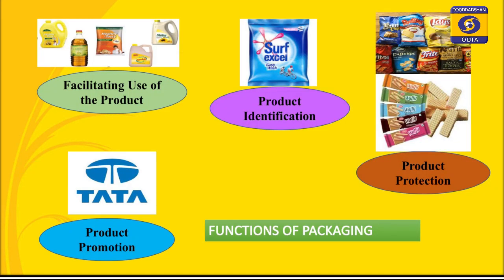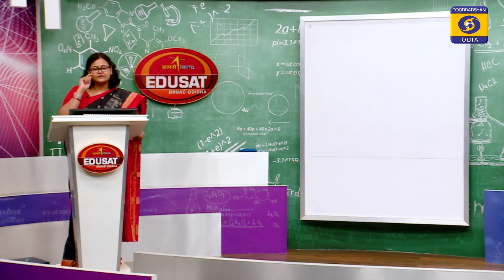Now, the functions. Facilitating use of the product, you see, it facilitates various uses. Products are available in different shapes and sizes. Product identification, it helps in identifying the product. Several times I have told you, the Surf blue packet, it serves. Product protection, have you ever given a thought?